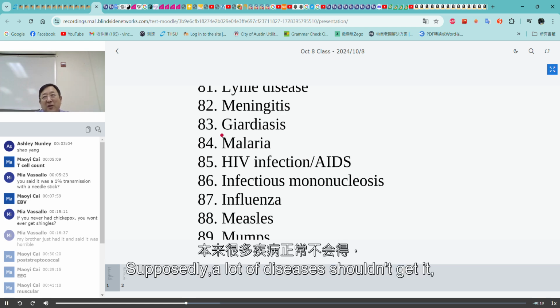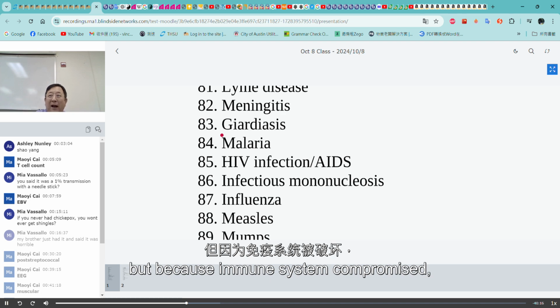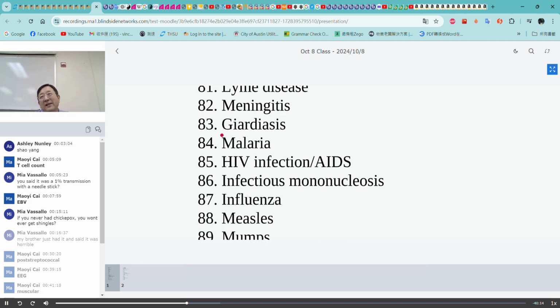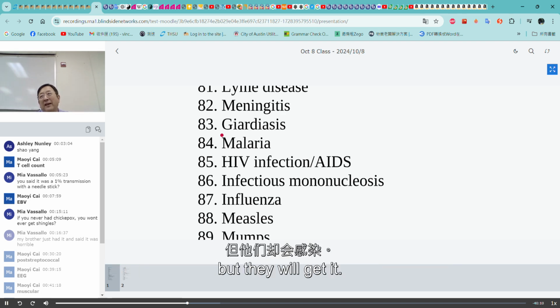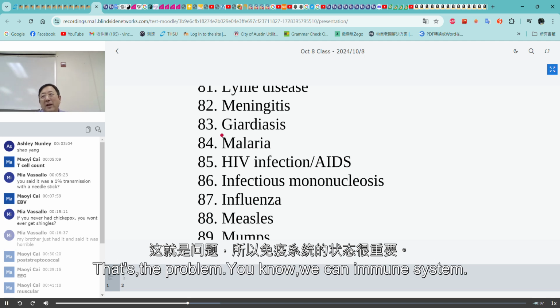Supposedly a lot of diseases shouldn't be contracted, but because the immune system is compromised, they get anything possible. Yeah, some diseases a normal person can never get, but they will get them. That's the problem: a weakened immune system.